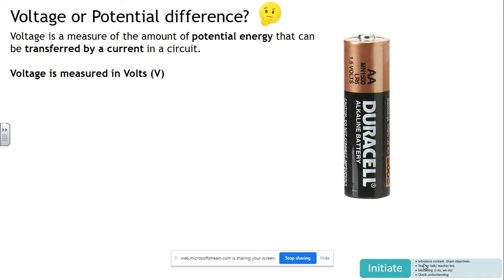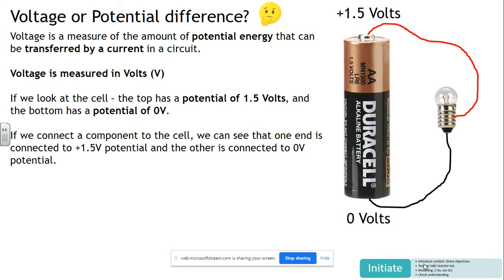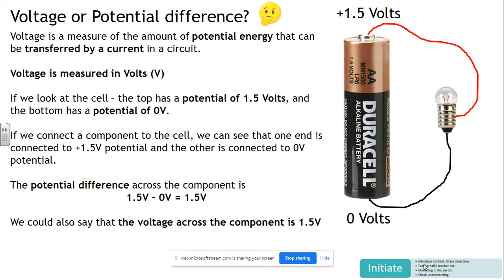A word about potential difference. Remember what we are talking about. Voltage tells you about the potential, the energy that can be carried by a current. Potential difference across a component tells you about the voltage at one end and the voltage at the other. In this case, the potential difference of this lamp is 1.5 volts because it's connected to 1.5 volts on one end and 0 at the other. So the difference is 1.5 volts.